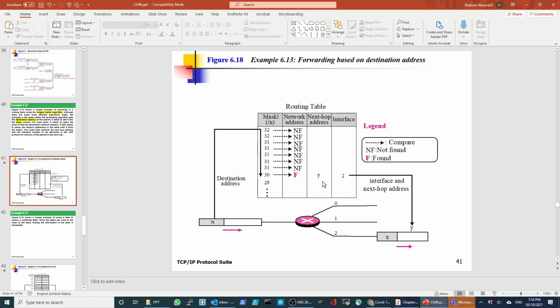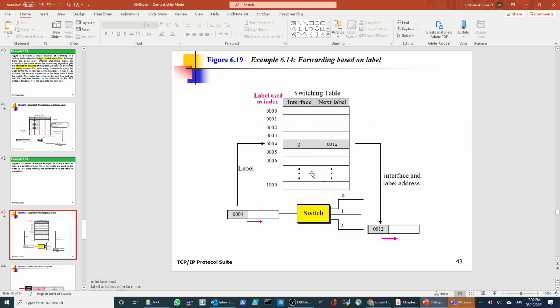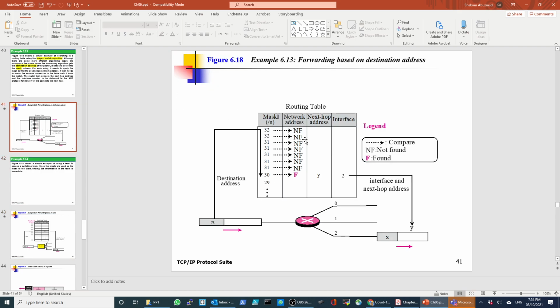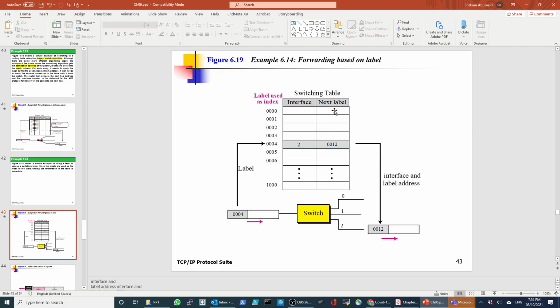So in the figure 619 in here, forwarding based on the label. So in here, it's based on the destination address, right? You look at the destination address. In the label in here, forwarding, and now we are talking about the MPLS, okay? All right. So in the figure in here, what we see is a simple example using label to access the switching table.